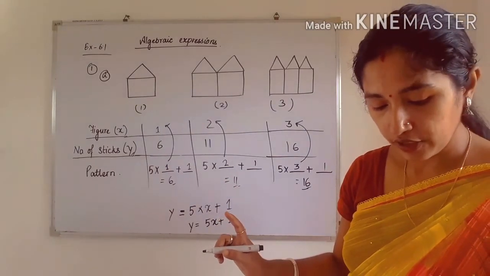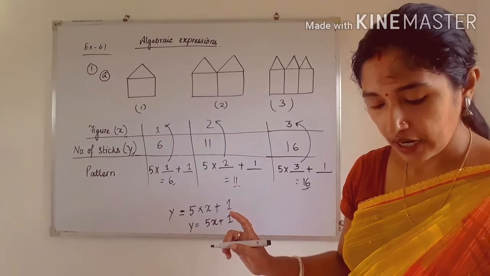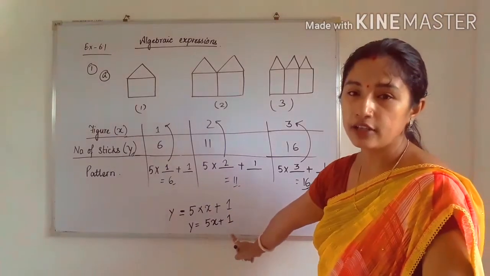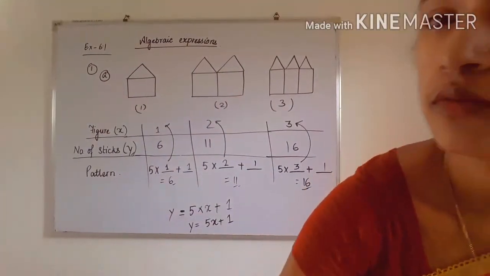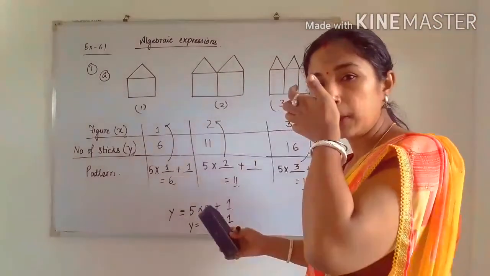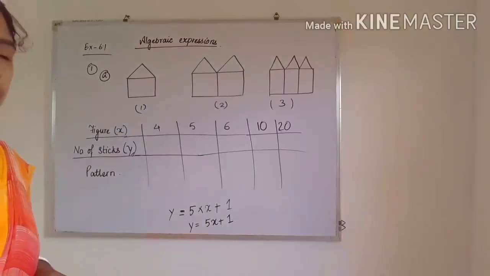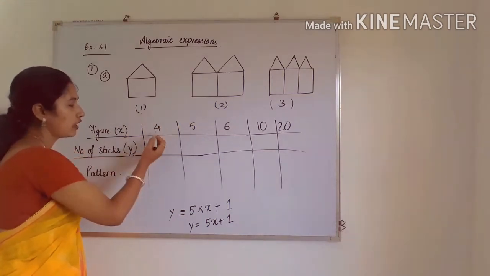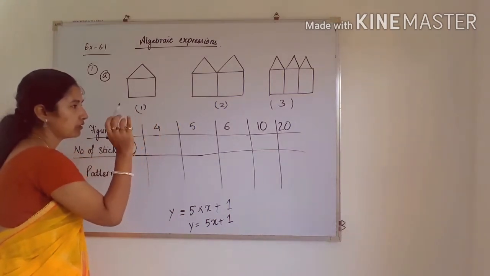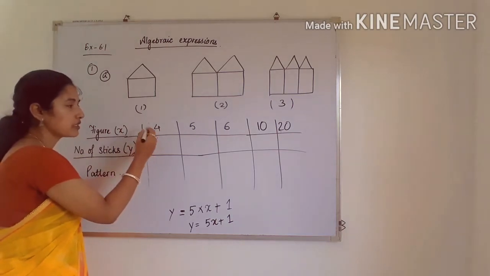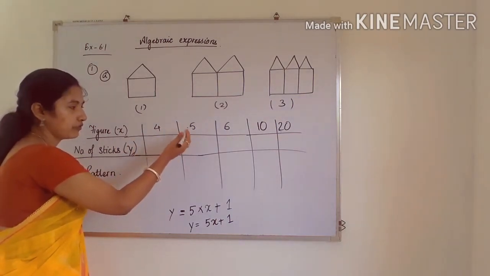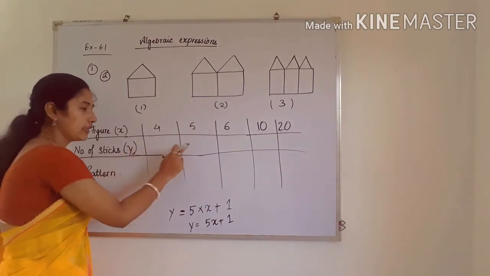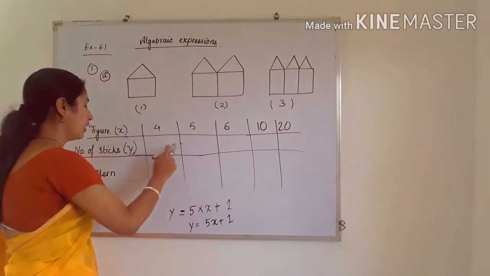Okay, so I am going to do the remaining ones. See here in figure 4, 5, 6, 10 and 20 it is not given. So I am going to do it using this general expression. Okay. So see, for the remaining numbers, that means figure 4, in that figure there will be 4 objects. Similarly, after that, if there will be 5 objects, then how many matchsticks do we have to use? We have to write it in this box.